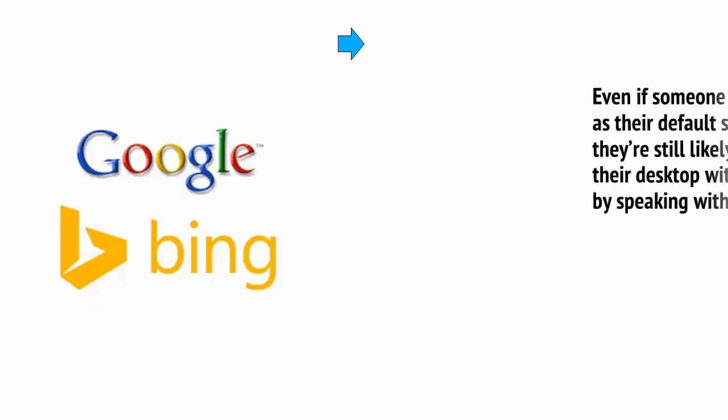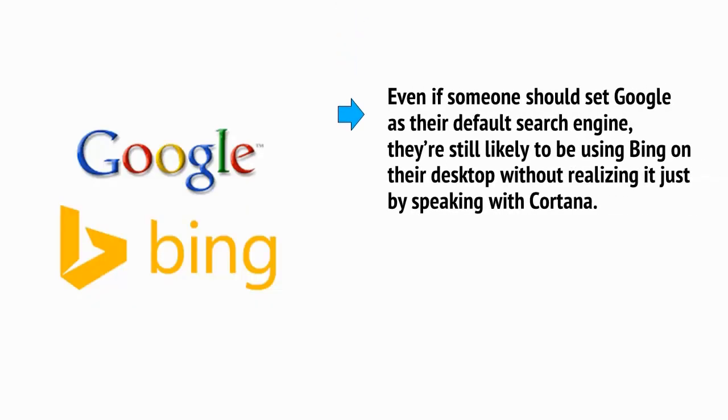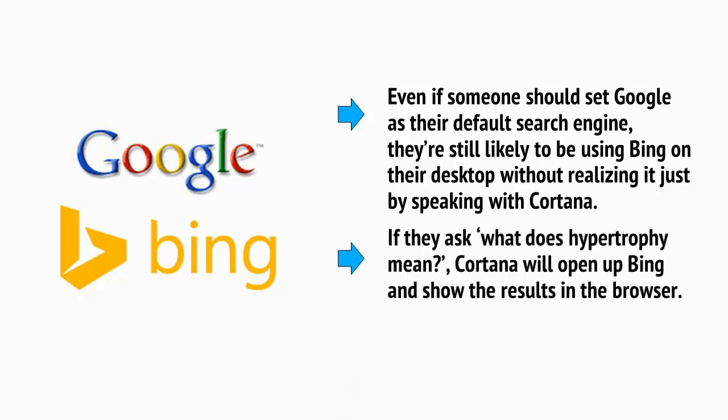This means that even if someone should set Google as their default search engine, they're still likely to be using Bing on their desktop without realizing it just by speaking with Cortana. If they ask, what does hypertrophy mean? Cortana will open up Bing and show the results in the browser. That could be your website that they're showing.